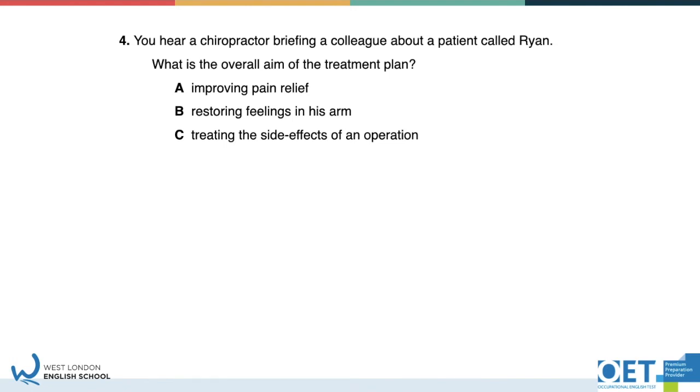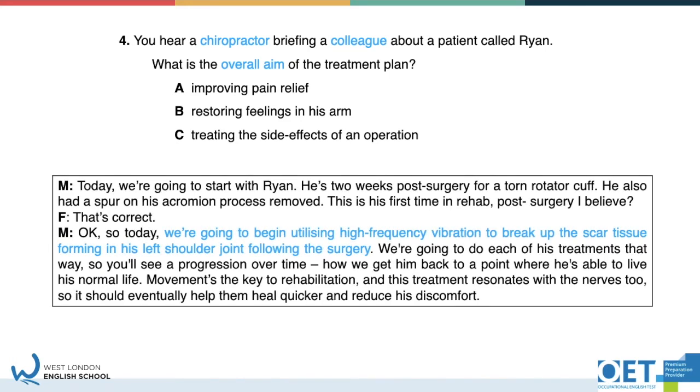Okay, let's go over the answers to 4, 5, and 6. So here we've got the question for question 4. In our context statement, we have the chiropractor briefing a colleague. So 2 professionals talking to each other, and they are discussing a patient, the patient called Ryan. And we're listening for the overall aim of the treatment plan. And this means that this is probably going to be a gist question. We're listening for what is the general aim of the treatment plan.